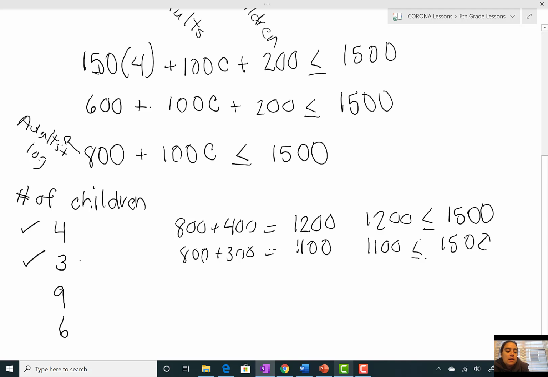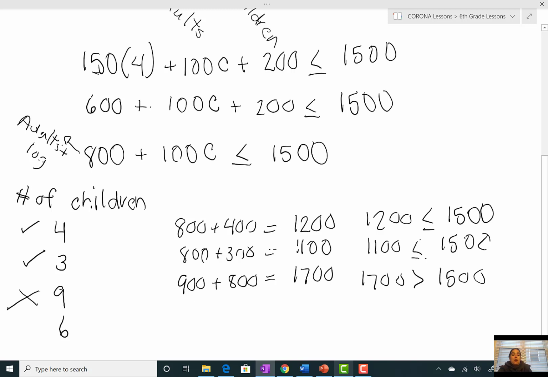9 is going in for the children. 9 times 100 is 900 plus 800 equals 1,700. 1,700 is greater than 1,500. It is not less than or equal to, so 9 does not work.